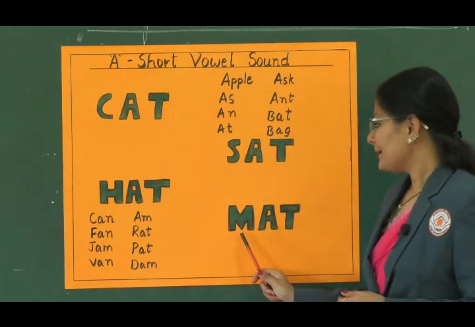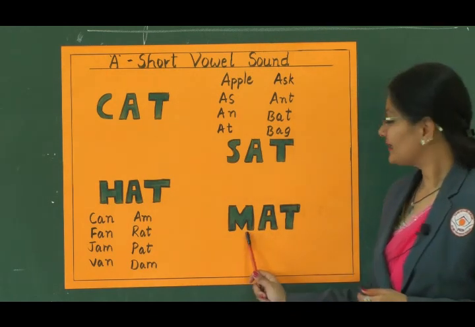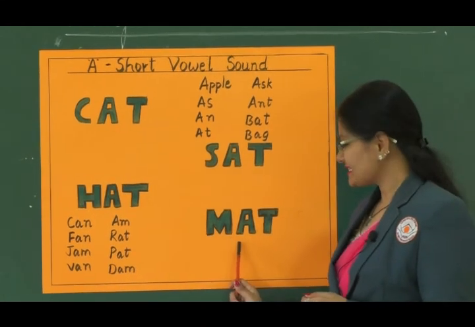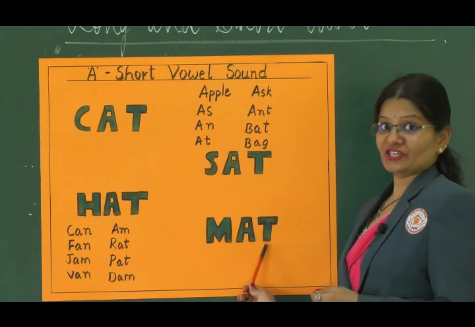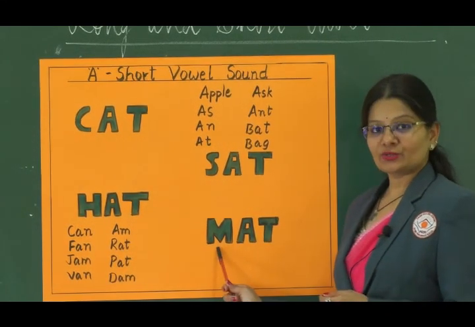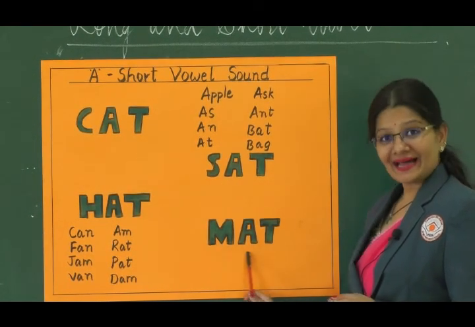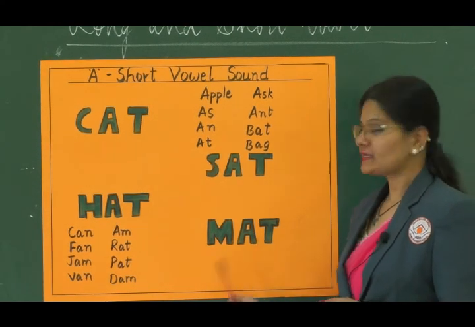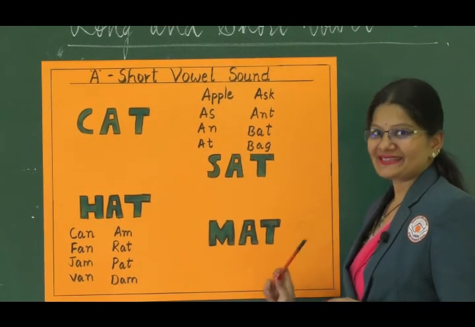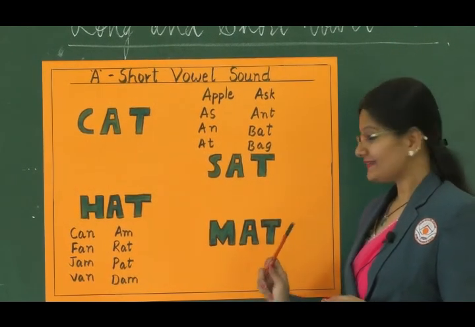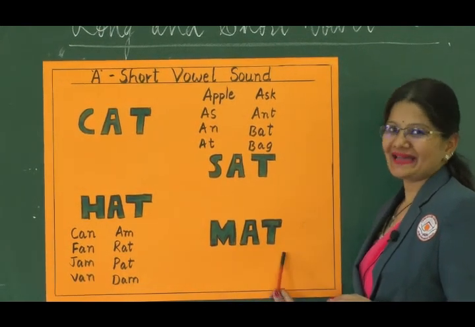Okay? What is this? First letter? Identify? Yes, it's M. What is this letter? A. What is this letter? T. Good. Now, what is the sound? M. A. T. Mat. Can you repeat? M. A. T. Mat. Okay? Isn't that easy? Again, M. A. T. Mat.